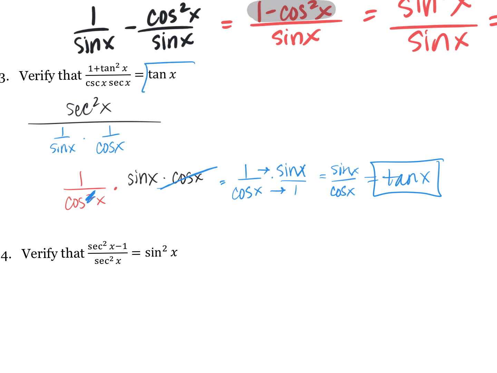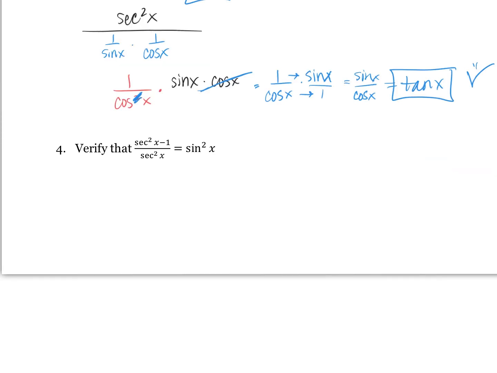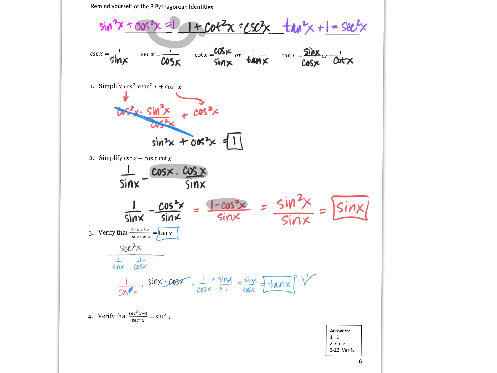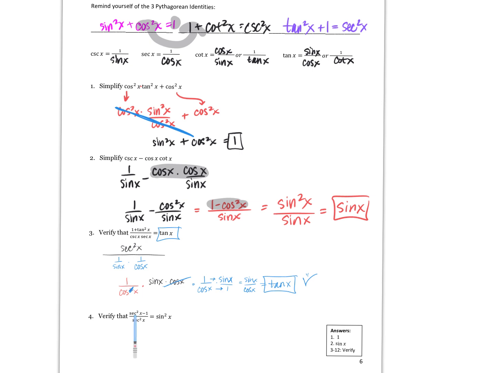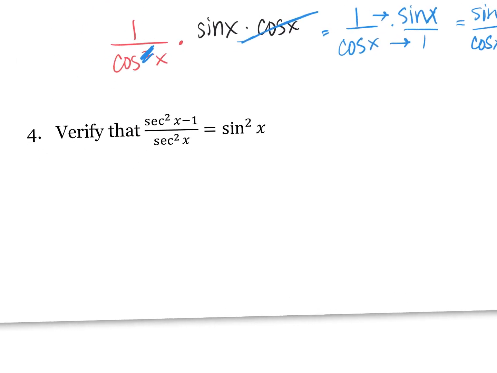Secant squared minus 1. I see a squared. As soon as you see ones and squareds, I'd go up here. So you're saying secant squared minus 1 is tangent squared? You guys agree secant squared minus 1 is tangent squared? Okay. Tangent squared, and he already rewrote it as sine squared over cosine squared.